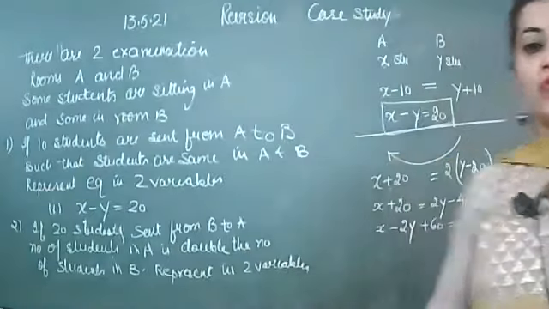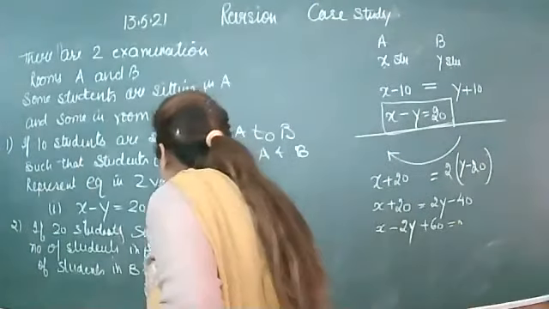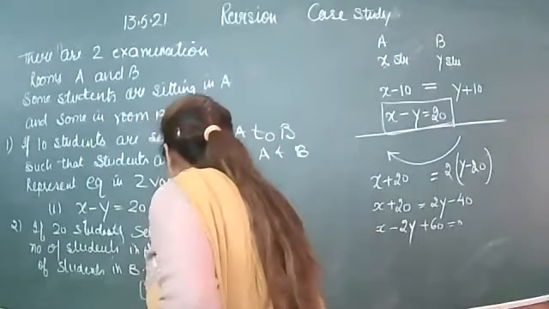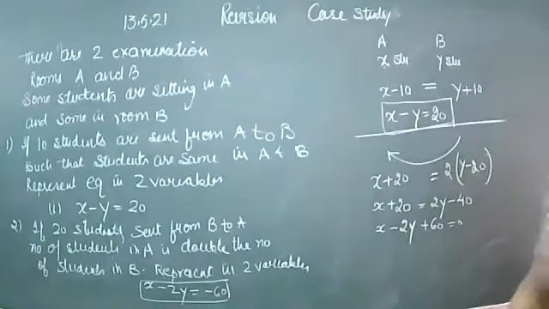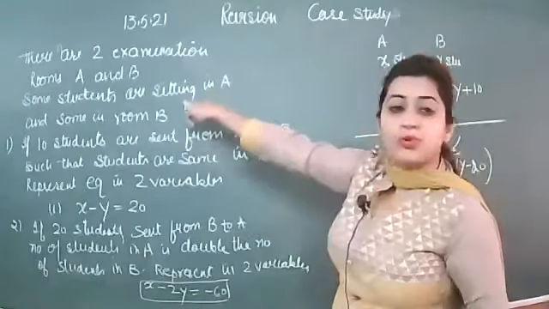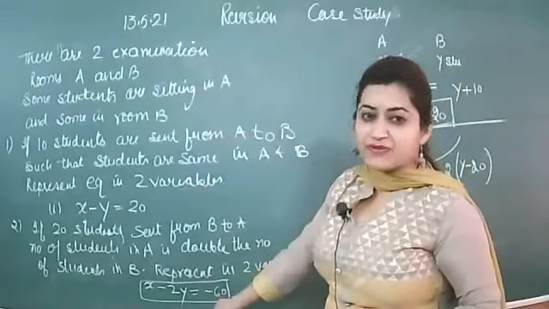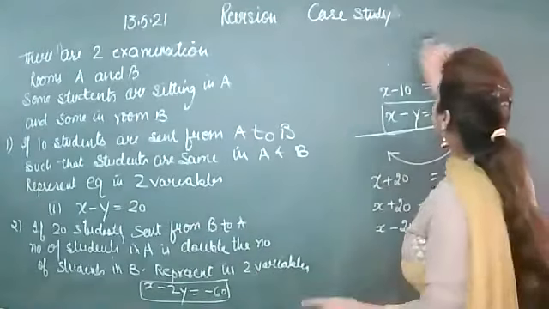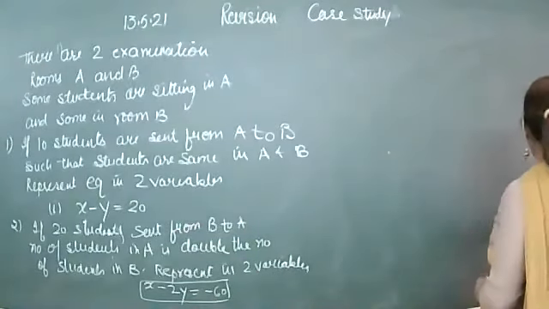So this is the answer of the second part, that is x minus 2y is equal to minus 60. This is the answer of the second condition. Now the third part is the number of students: find the number of students in A and B room. Two equations we have formed. Now you will solve these two equations and you will get the number of students in both the rooms.